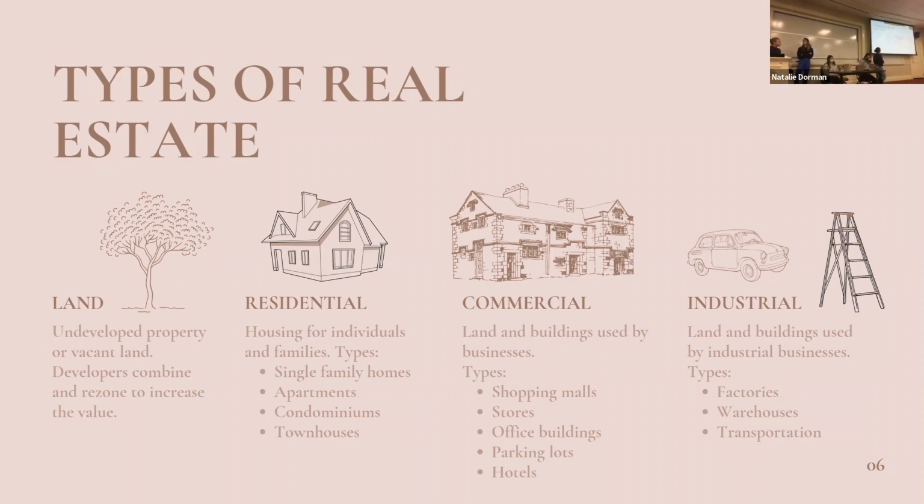And then there's residential real estate, which would be housing for individuals and families. And the types are single family homes, apartments, condominiums, and townhouses. And then commercial real estate would be land and buildings used by businesses, which would be shopping malls, stores, office buildings, parking lots, hotels. And then industrial would be land and buildings used by industrial businesses, like factories, warehouses, and transportation.